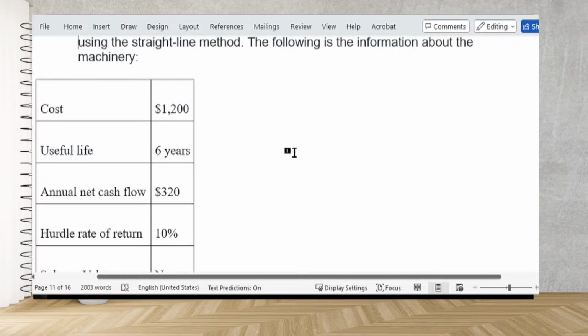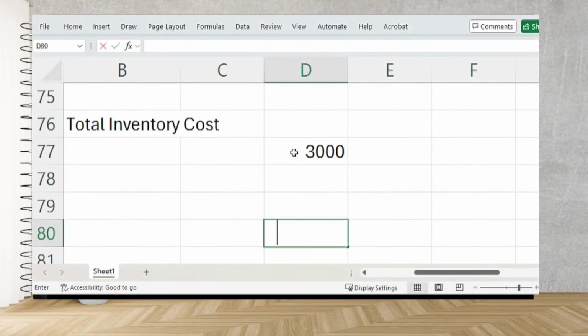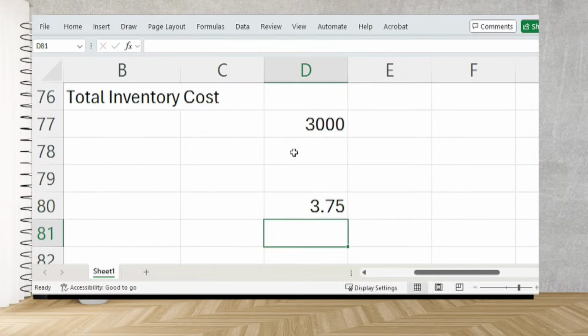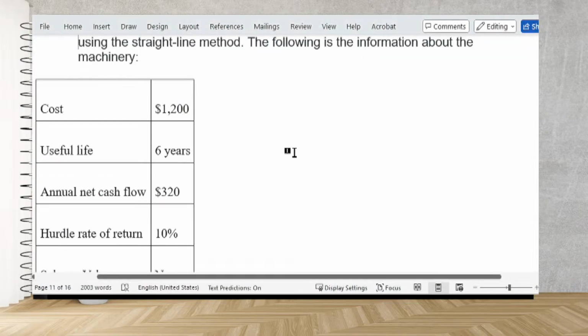Cost, annual net cash flow is 320. So cost is 1200 divided by 320. This is my first payback period. Yes, sir. Okay, it is 3.75. So 1200 divided by 320, that is the payback period. It is simple because it is not the discounted payback period, so you can calculate easily.